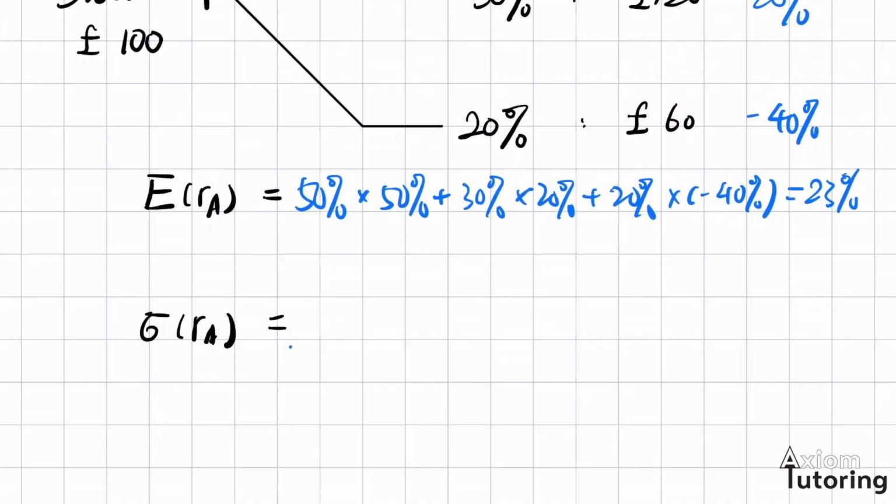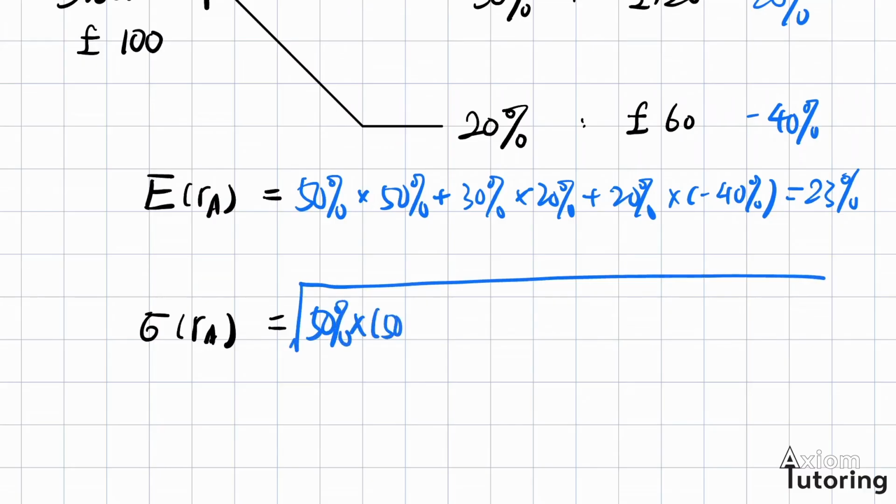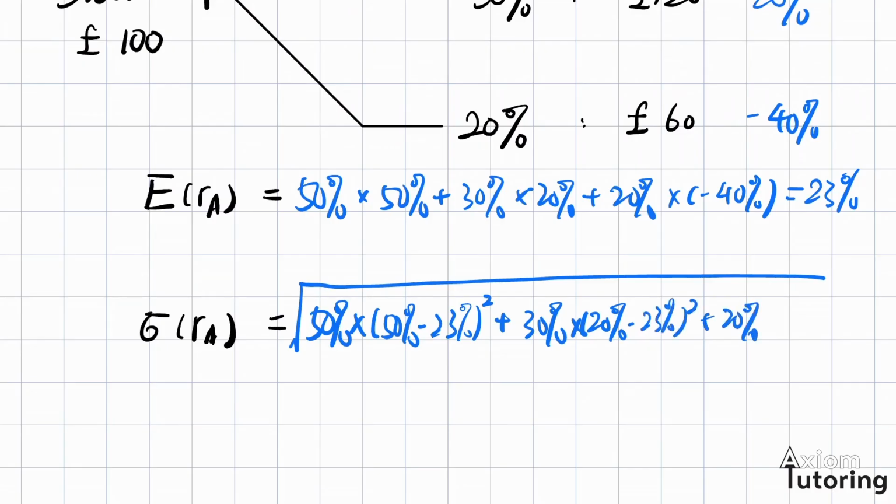Okay, so in this case, it would be the square root of 50% times (50% minus 23%). Okay, that's the first case, and its deviation from the average here, which is 23%, to the power of 2, plus 30%, second case, multiplied by (20% minus 23%) to the power of 2, and then 20%, okay, multiplied by (minus 40% minus 23%). Okay, so that is how we calculate the standard deviation.